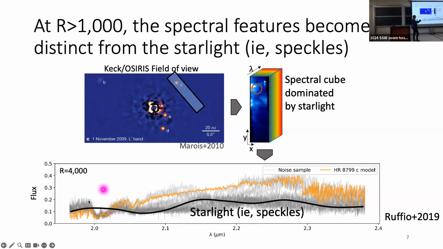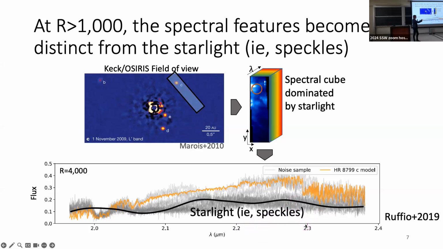But the important thing here is that the waves are pretty low frequency. They are like slow waves, but the molecular features... So here you have the example of a template for HR 8799 C. Here you have carbon monoxide and you have water a little bit throughout. Those features are at much higher frequency.